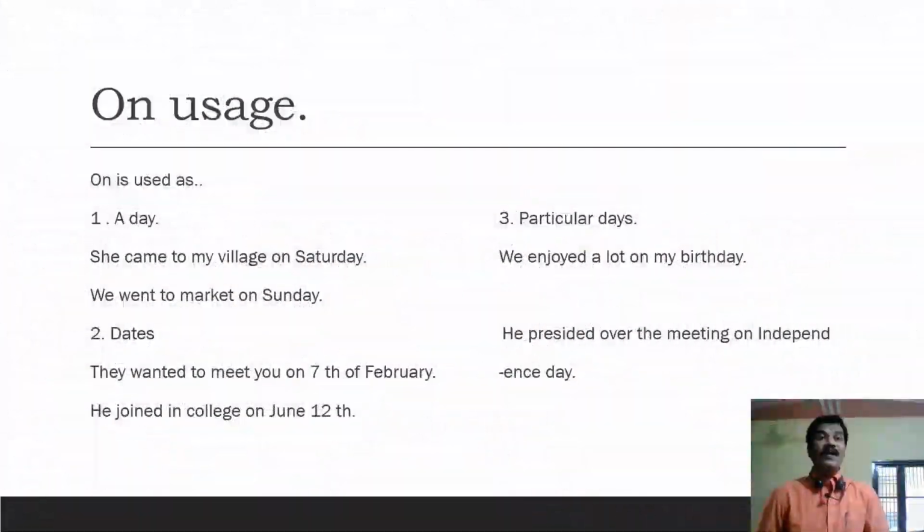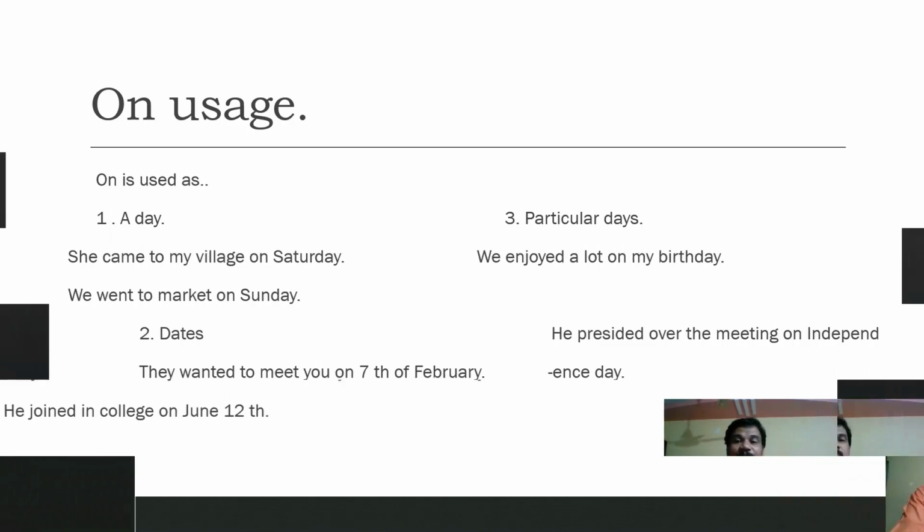Let's learn the usage of "on". "On" is used before names of the days. She came to my village on Saturday. We went to market on Sunday. We use "on" before dates like this: They wanted to meet you on 7th of February. He joined college on June 12th. Before particular days: we enjoyed a lot on my birthday. He presided over the meeting on Independence Day.